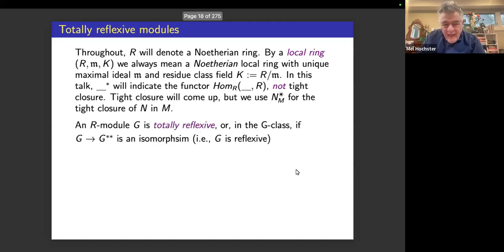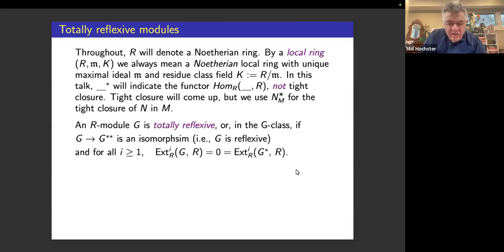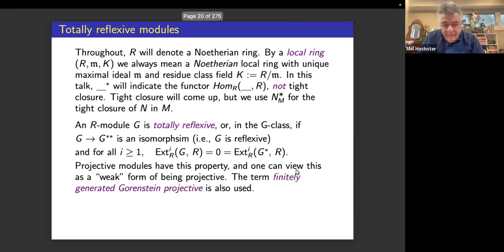Now an R-module G is called totally reflexive or in the G class if, first of all, the map to the double dual is an isomorphism, that's reflexive, but also all the Ext of G into R vanish and all the Ext of its dual into R vanish. So that's 3 conditions. Of course, projective modules have this property, and you can think of this as a weak form of being projective.